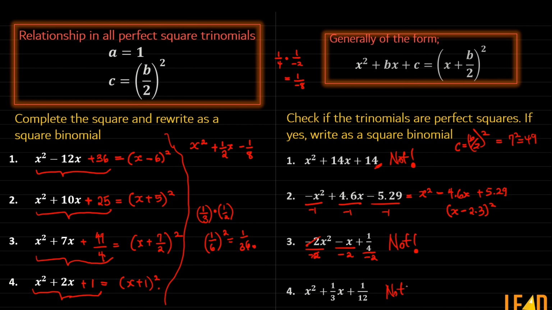So we only had one actually, which was this one here. That was the only one that was. But the process is simple, right? Again, we said A is 1 and C is that, right? And to test, all we have to do is just test both these two things. Make A 1 and then check if C is equal to B over 2 squared, right?